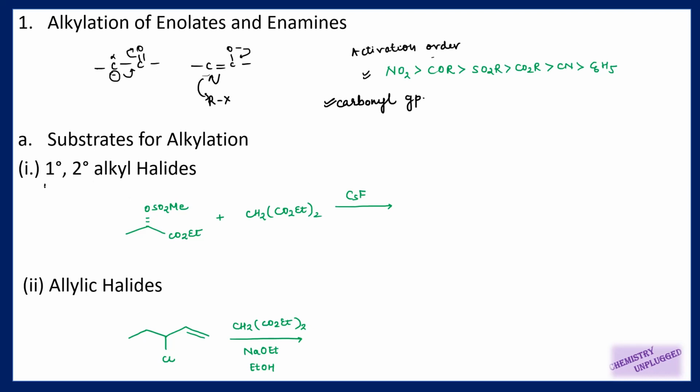So first we have 1 or 2 degree alkyl halides. These substrates are good. We cannot easily use 3 degree alkyl halides because of their hindered structure. How we can do alkylation of tertiary alkyl halide, we will see a little bit later. So first we have here a secondary alkyl sulfonate, and we are using a base here.